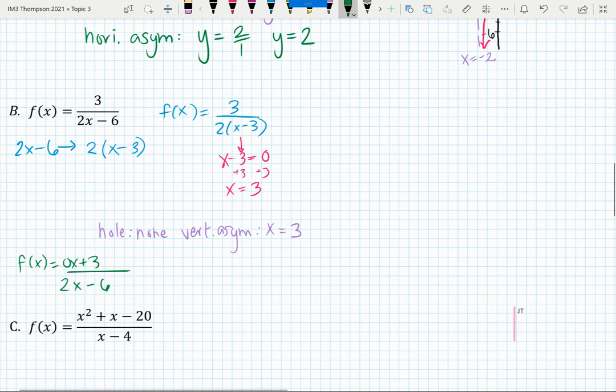And I don't usually do this on my paper, but I just want to demonstrate where this is going to come from. So I've got 0 and I've got 2. I need coefficients of matching terms. This gives me a horizontal asymptote of 0 divided by 2. 0 divided by 2 is just 0.